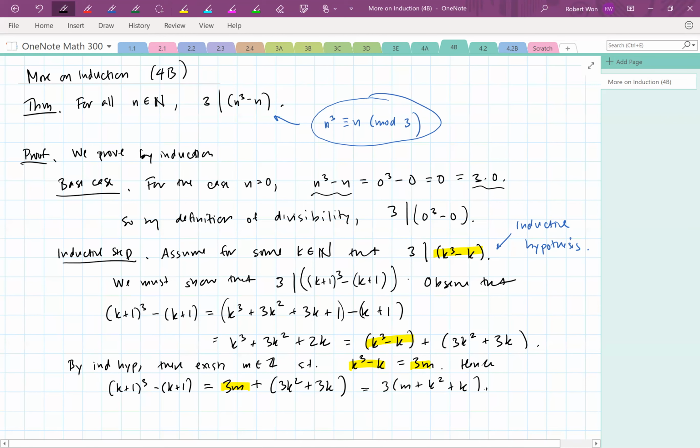So by the closure of the integers, all of these things are integers. By closure of Z, m plus k squared plus k is in the integers, because here we know that m is an integer. We know that k is a natural number, which is an integer, so k squared is an integer. So hence 3 divides k plus 1 cubed minus k plus 1, because I've written k plus 1 cubed minus k plus 1 as 3 times an integer.